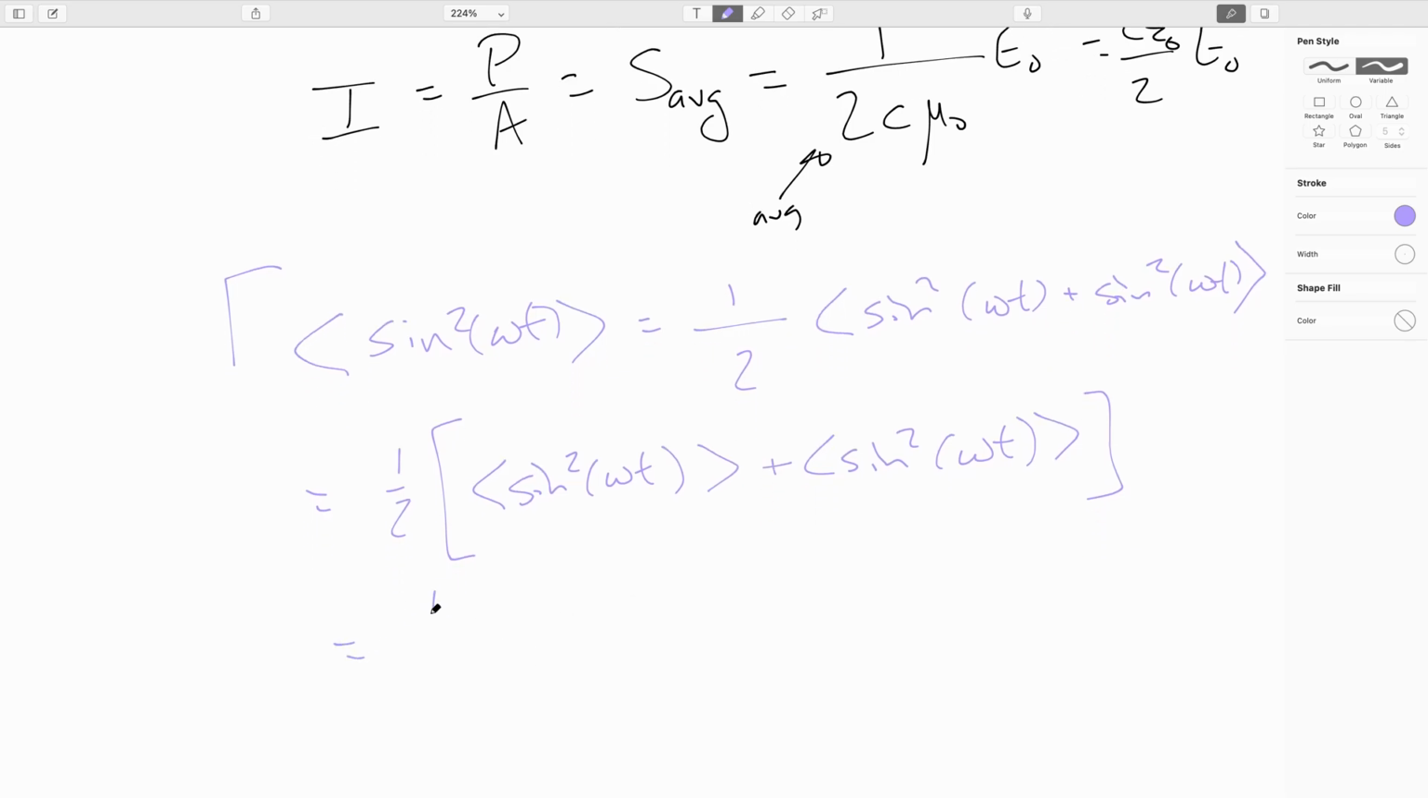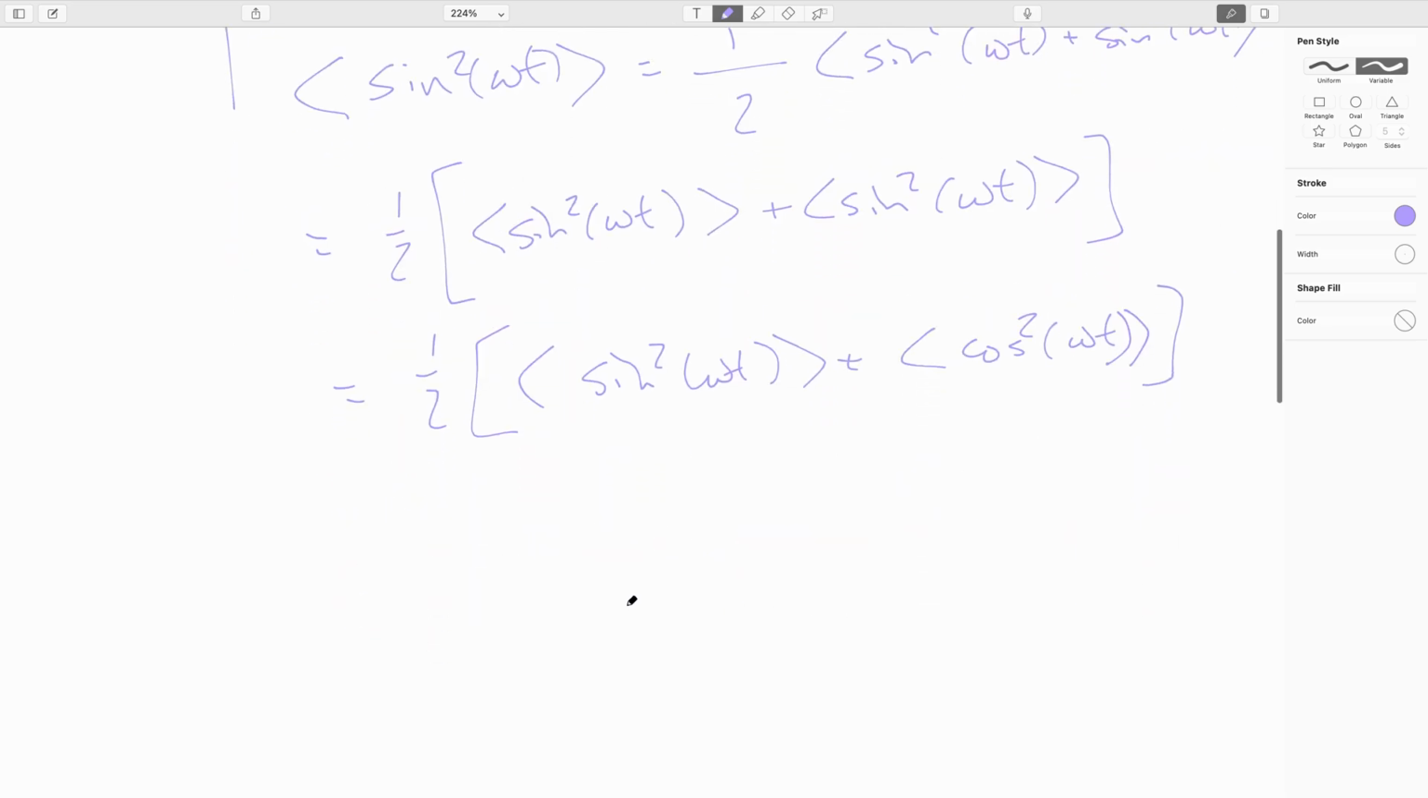So we can write this as 1/2 of the time average of sine squared omega t plus the time average of cosine squared of omega t. Well, again, because everything is positive numbers, there's nothing to stop me from saying that the sum of the time averages is the time average of the sums.